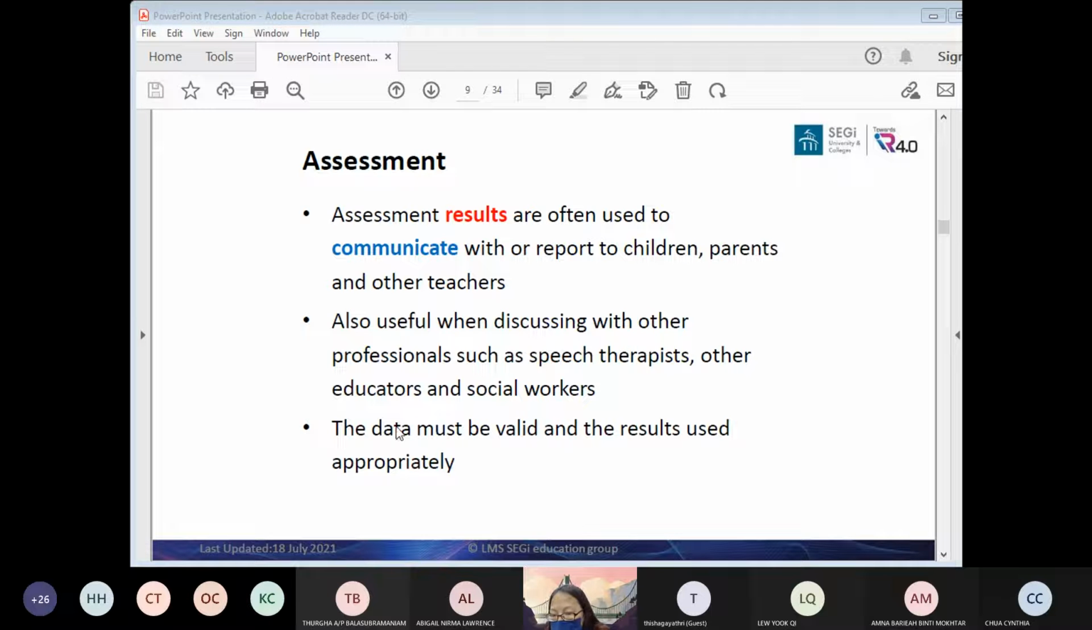Aiman? Yes, miss. So who do we give the assessment results to? We give it to other professionals. Okay. Who else? And the parents. Okay. Or one more? Or other teachers. Yeah, the teachers concerned. Not every teacher, the teacher who has everything to do with the child. That means they're teaching this child. Yeah. Thank you, Aiman, for your answer.